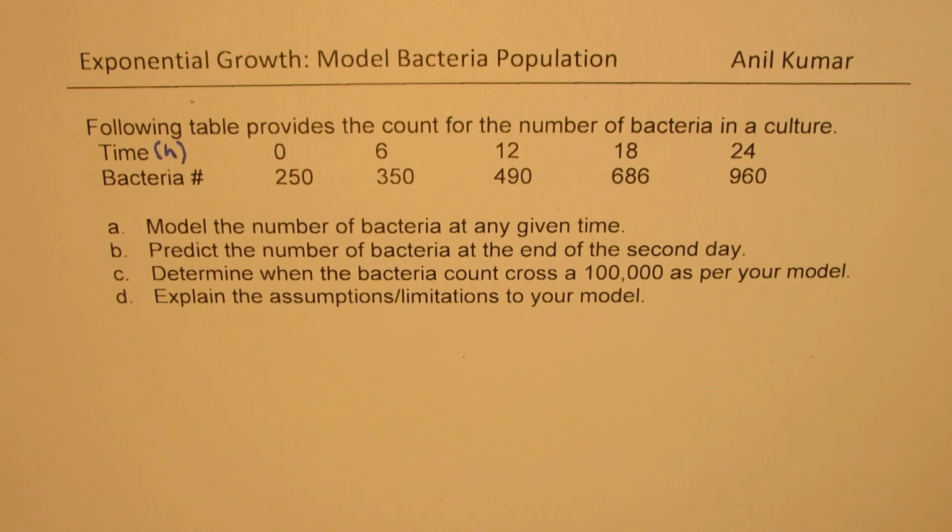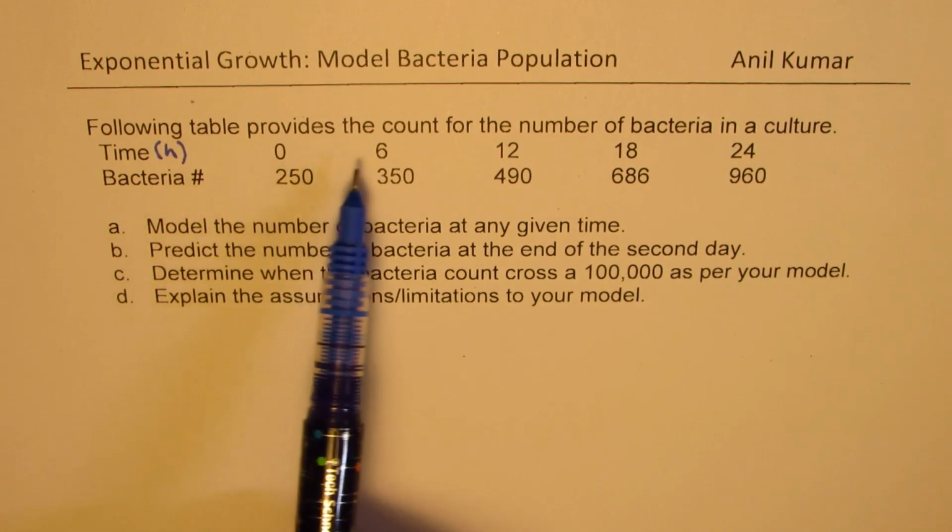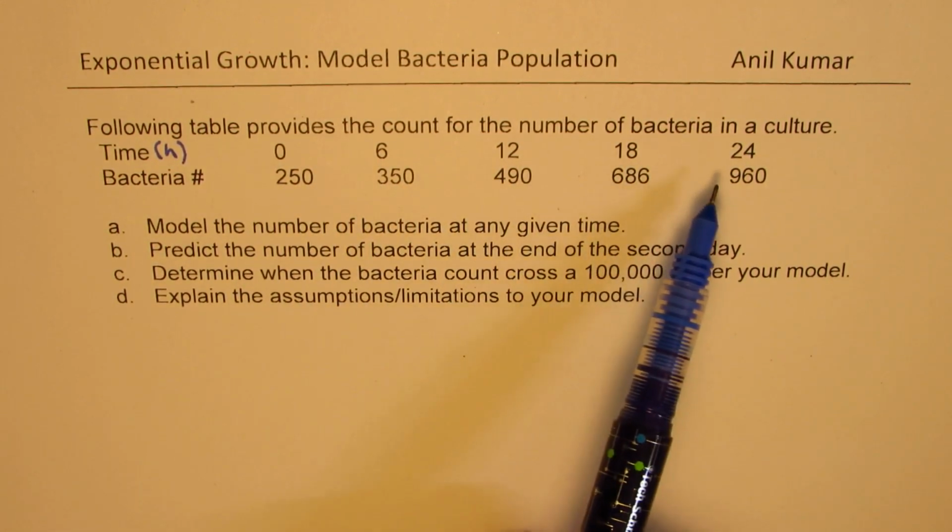A. Model the number of bacteria at any given time. B. Predict the number of bacteria at the end of the second day. C. Determine when the bacteria count crosses 100,000 as per your model. D. Explain the assumptions or limitations of your model. This is a very important question, and the uniqueness here is that the readings are being taken after every 6 hours.